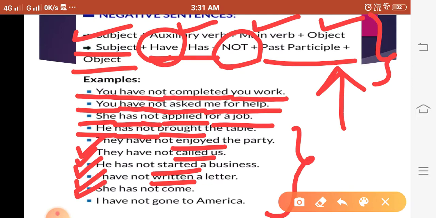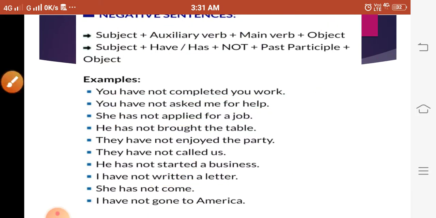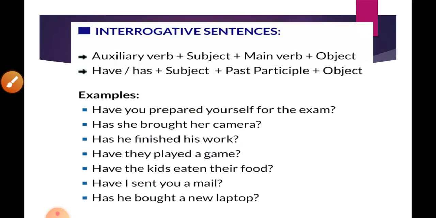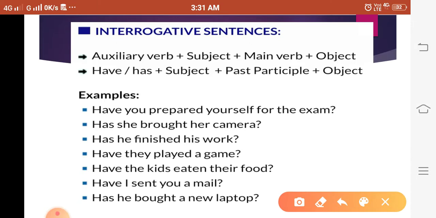She has not come. Come is third form of the verb come itself. I have not gone to America. Gone is third form of the verb go. Clear? Now see how interrogative sentences are formed in present perfect tense. First, we will see sentence structure.